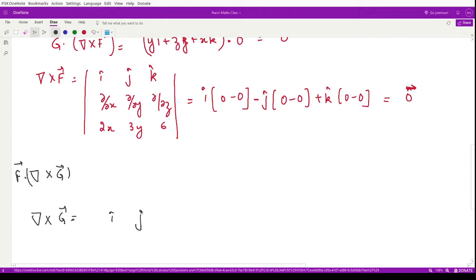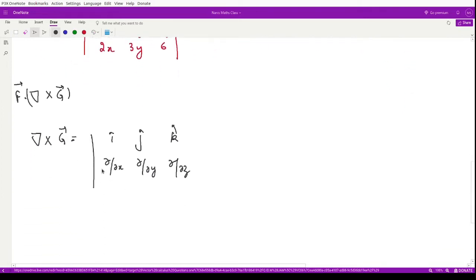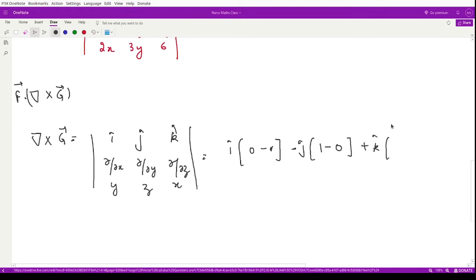So that would be calculating this determinant, del by del x, del by del y, del by del z, and the components for vector g. Now what is vector g? Our vector g is y i cap, so y here, z here, and x here. So when you compute this, you have i cap into 0 minus 1, and then minus j cap into 1 minus 0, and then plus k cap, you have 0 minus 1. So you get the vector as minus i cap minus j cap minus k cap.